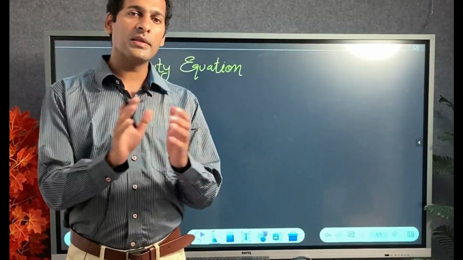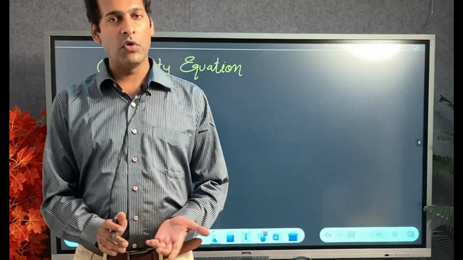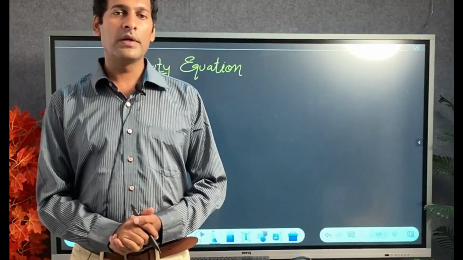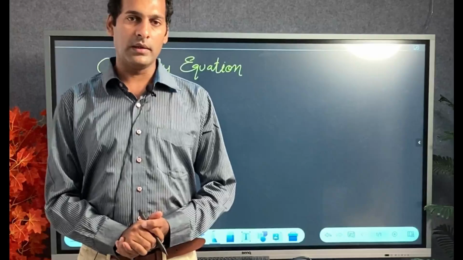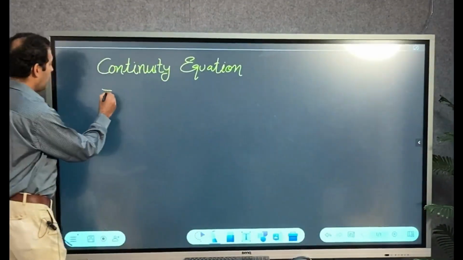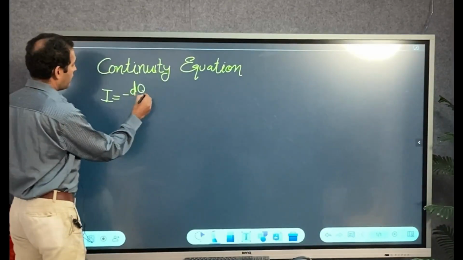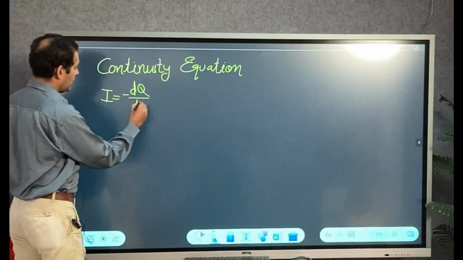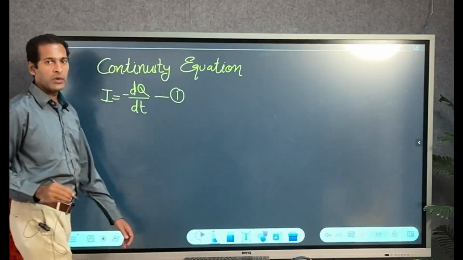How many charges are flowing in a given time? That is nothing but current. Current is the flow of charges. Normally we consider the flow of electrons, which are negatively charged particles. So current I is defined as I is equal to negative of dq by dt. Let us consider it as our equation number 1.